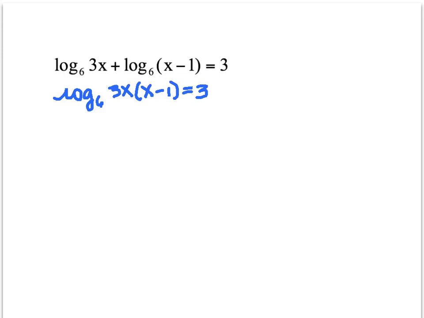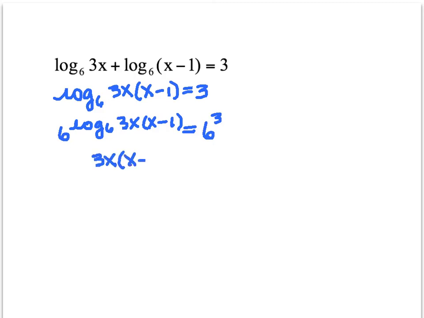Now I want to get my expression outside of the logarithm, and so I'm going to make both sides of this equal sign be powers on 6. So 6 raised to log base 6 of 3x times x minus 1 is equal to 6 raised to the third power. On the left side of the equal sign, I now have 3x times x minus 1 equal to, and on the right hand side, 6 to the third power is 216.